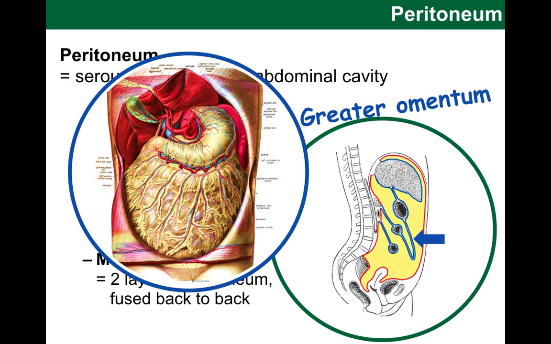One part that is very striking if you ever do dissections is the greater omentum. It covers much of the abdominal cavity, pretty much as one of the first structures that you will see.